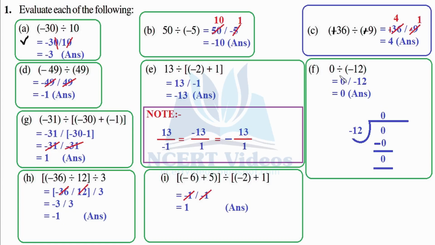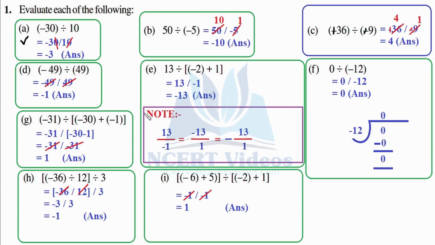F part, 0 divided by minus 12. You don't have to do anything, just put 0, because whenever the numerator is 0, the answer is going to be 0, provided the denominator is not 0. We can do it in long form to make you understand. Put 0 here, minus 12, this is the long way. Minus 12 times what is 0? We know when we multiply anything with 0, it becomes 0. Therefore we have to multiply it with 0 to get 0. That's why the answer is 0 here for the F part.